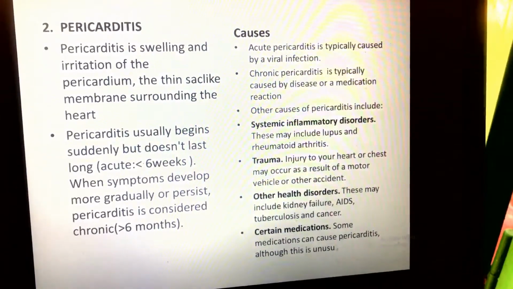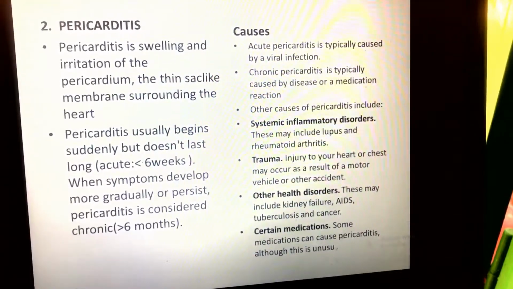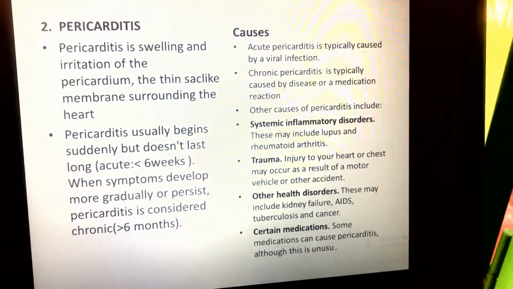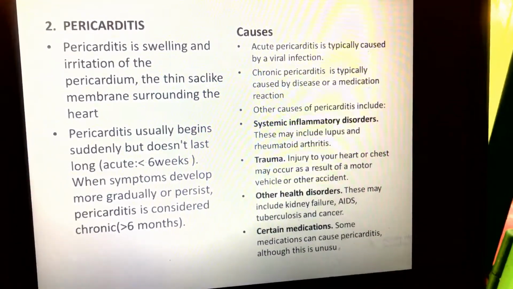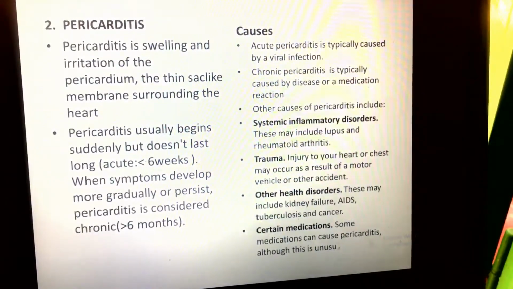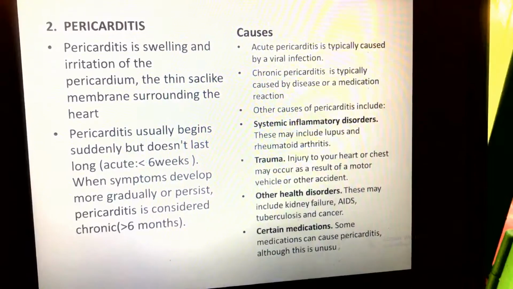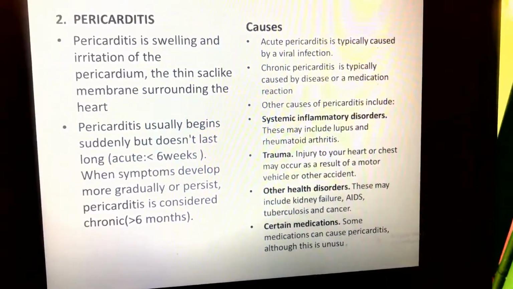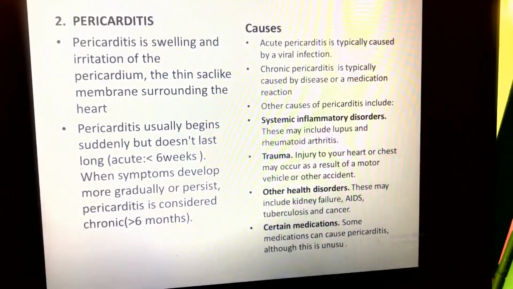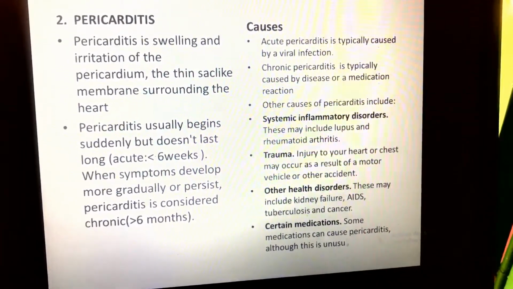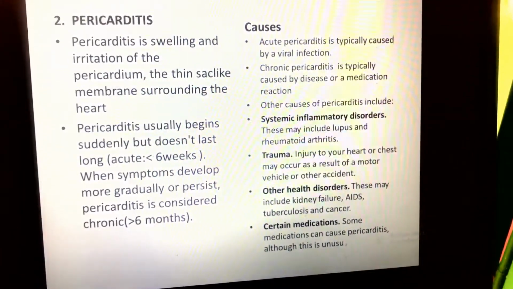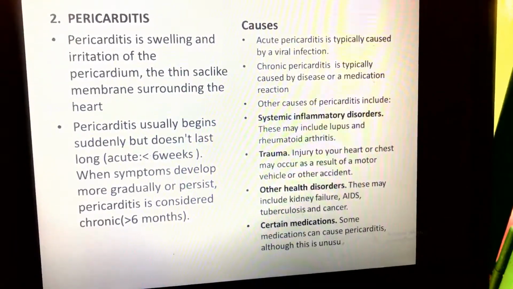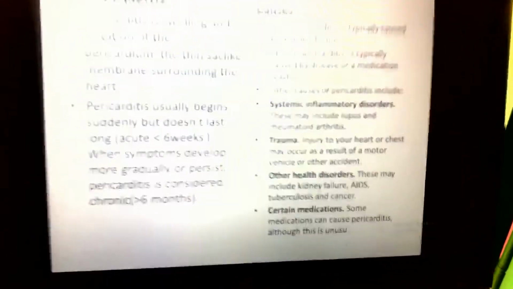Acute pericarditis is typically caused by a viral infection. Chronic pericarditis is typically caused by a disease or medication reaction. Other causes of pericarditis include systemic inflammatory disorders. These may include lupus and rheumatoid arthritis. Trauma also, an injury to your heart, can cause pericarditis because it is the outer layer. Other health disorders include kidney failure, AIDS, tuberculosis, and cancer. Certain medications can cause pericarditis, although this is unusual.